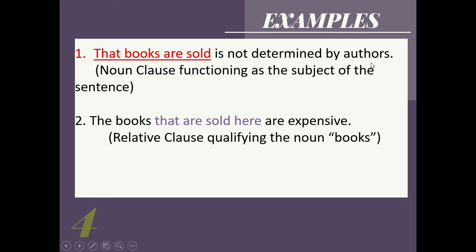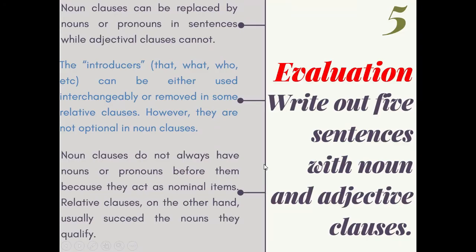What is determined by authors that books are sold? But this one is telling us more about those books here. Very easy. So in the first sentence we have a noun clause functioning as subject of the sentence, and in this one here we have a relative clause qualifying the noun books. Or you want to say the noun phrase the books, as the case may be. We move. Let's see quickly some of the differences you should notice.